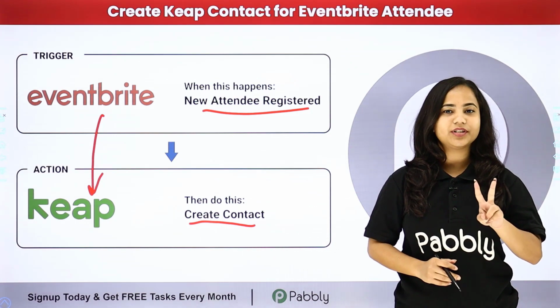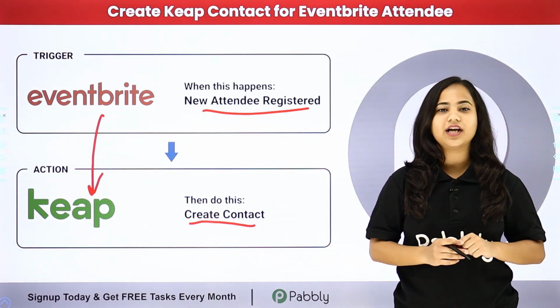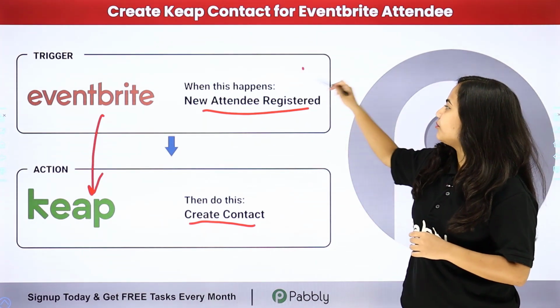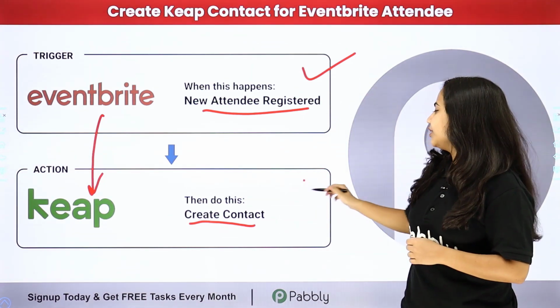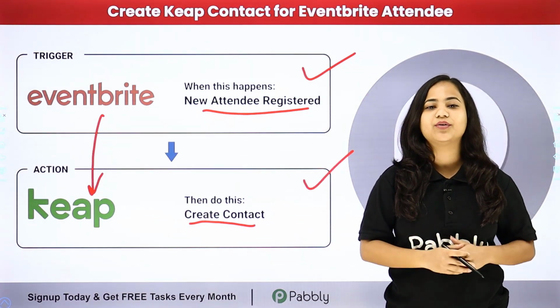Pabbly Connect works on two principles. First is trigger and second is action. Here my trigger application is Eventbrite and my action application is Keap. To learn how to do this, let me take you to my screen.